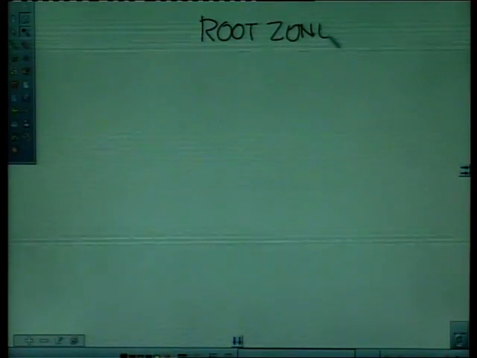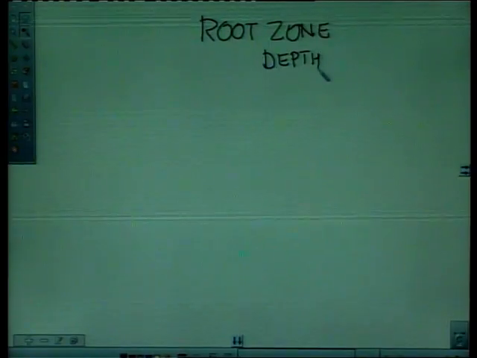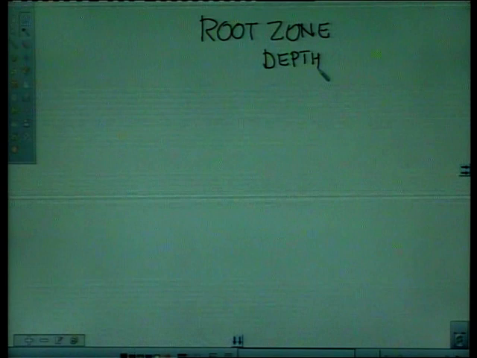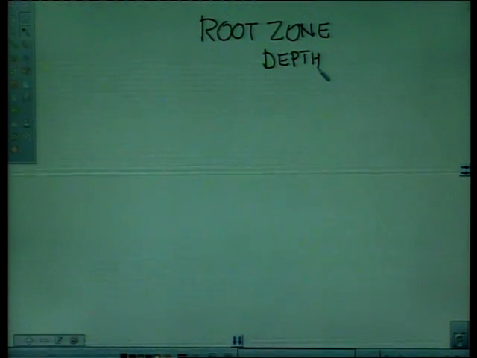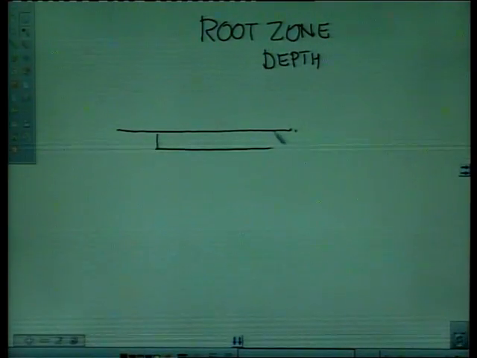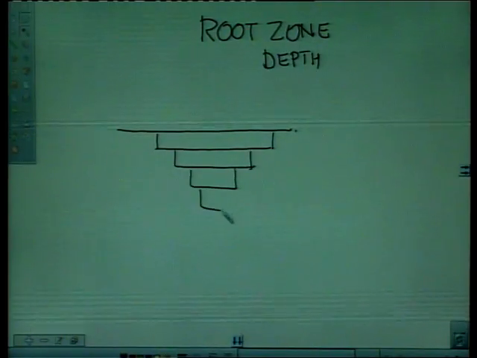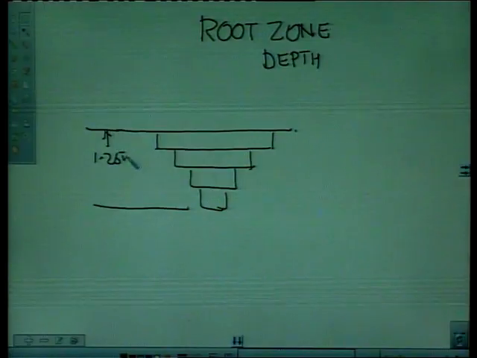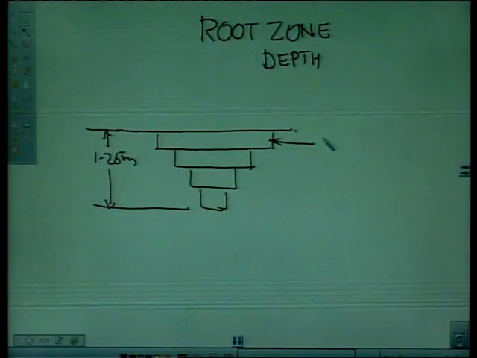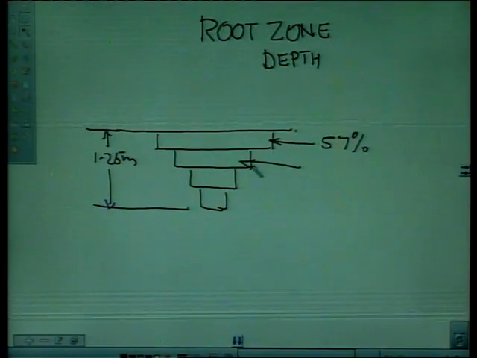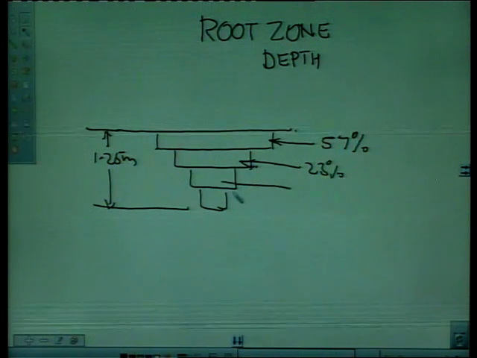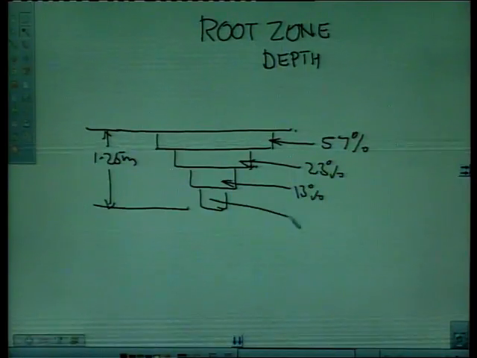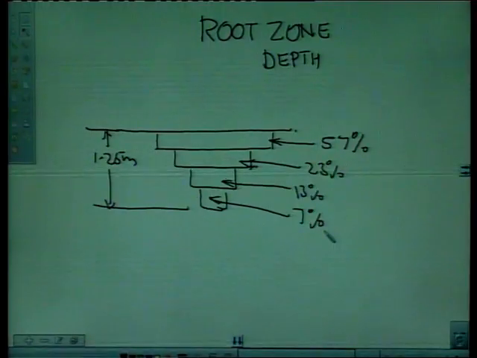Then we are having root zone depth. In this we are having a sketch which will elaborate this one. The root zone depth is 1.25 meter below ground level. The first quarter uses 57% of the water, the second one 23%, the third quarter 13%, and the last one absorbs 7% of the whole water.